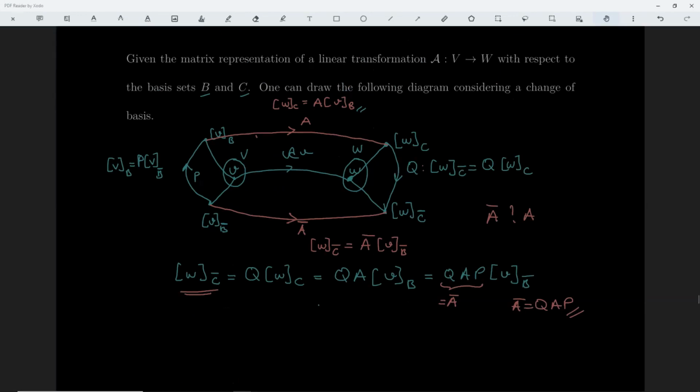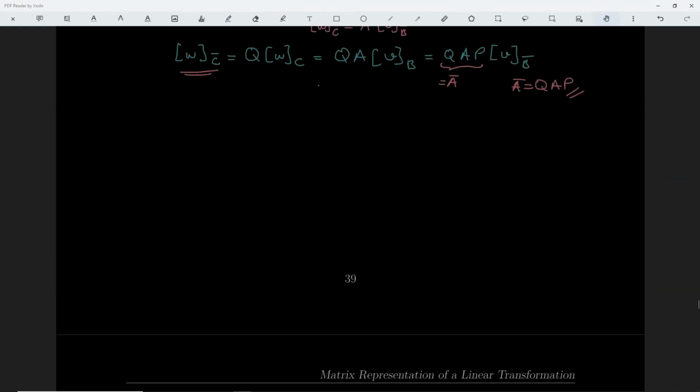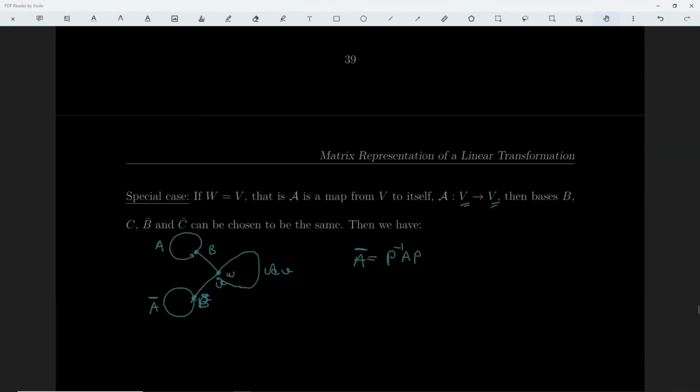So in that picture, if B and C are the same, and if B bar and C bar are the same, then this Q is equal to P inverse, okay? So if B is equal to C and B bar is equal to C bar, I'm simply saying that Q is equal to P inverse. And if you write Q as P inverse in this equation, A bar is going to be simply equal to P inverse times AP.